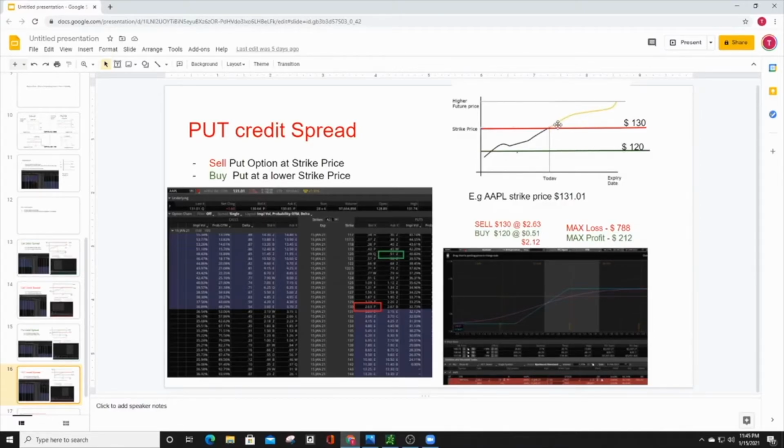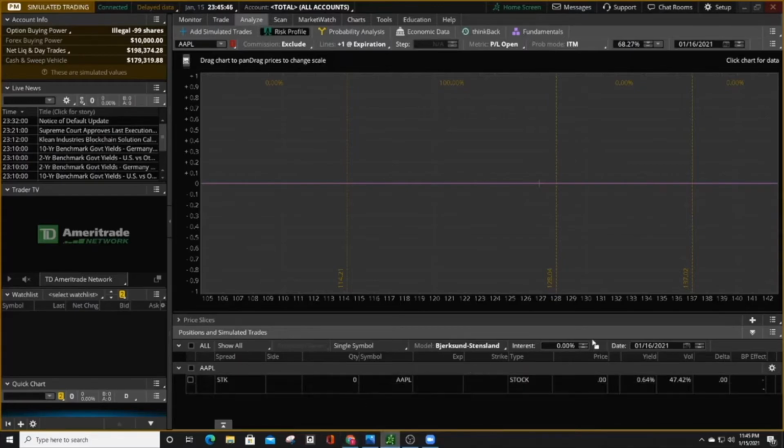At the expiry, the price of the underlying stock has to be above the price at which you sold the spread. So here, it has to be above this for you to make maximum profit, for this contract to expire worthless. And that way you get to keep the maximum credit that you received, which in this case is 212. So let's go to Thinkorswim so I can illustrate this for you.